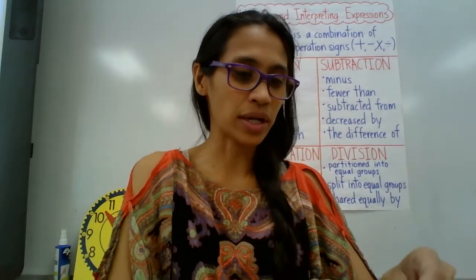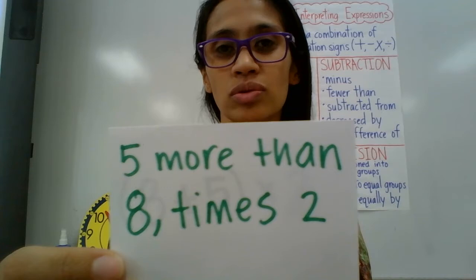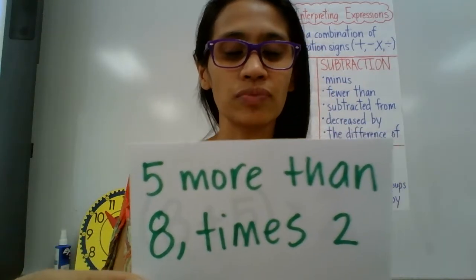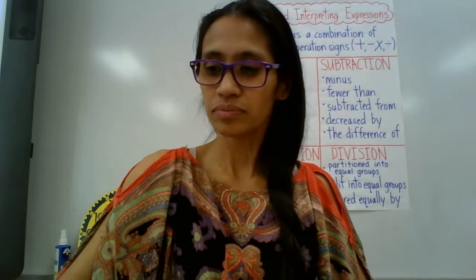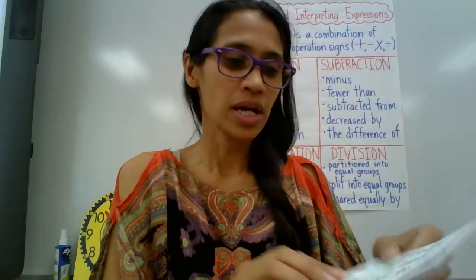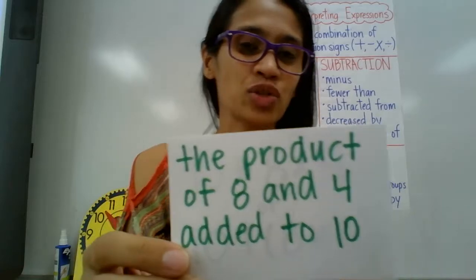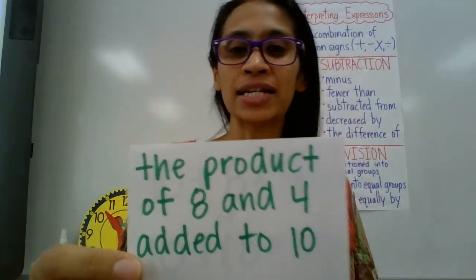All right, the next one. 5 more than 8 times 2. So this one also has a parentheses. All right. So it does matter where you put the numbers, okay? The next one, the product of 8 and 4 added to 10.